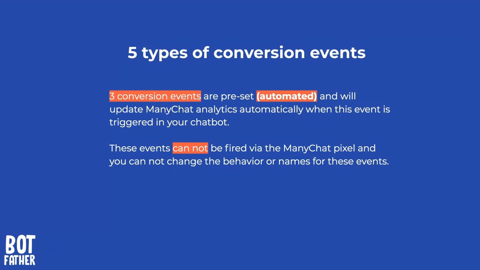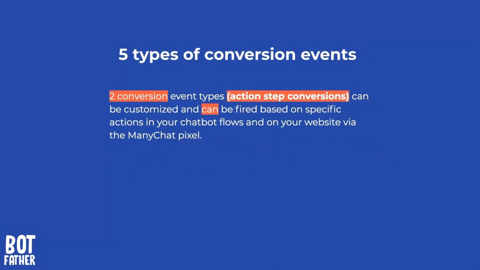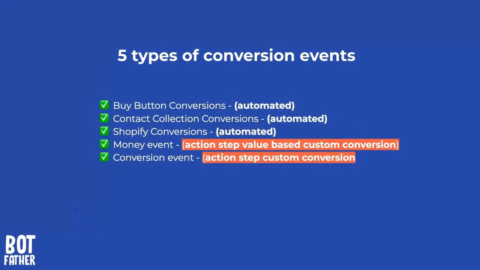5 types of conversion events. So 3 out of the 5 are preset and automated. 2 out of those 5 conversion events are so-called action step conversions. These action step conversions can be customized, and they can be fired based on specific actions in your chatbot flows and on your website via the ManyChat Pixel, whereas the automated events can only be fired within your chatbot flows. Now, what are those 5 types of conversion events?